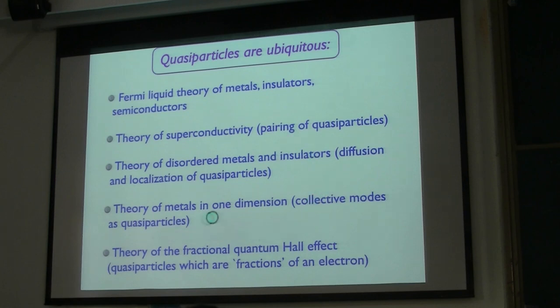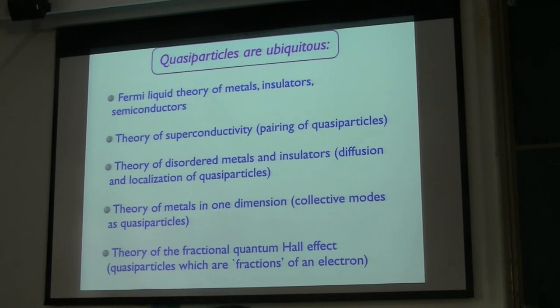Sometimes, so metals in one dimension, you may know, form what's called a Luttinger liquid, where there are no electronic quasi-particles. But that doesn't mean there aren't quasi-particles. There are collective modes of the Luttinger liquid theory. There's a boson, which is a density fluctuation or a spin fluctuation, which is a quasi-particle. It's essentially a free particle. And it also encapsulates all the states of the system.